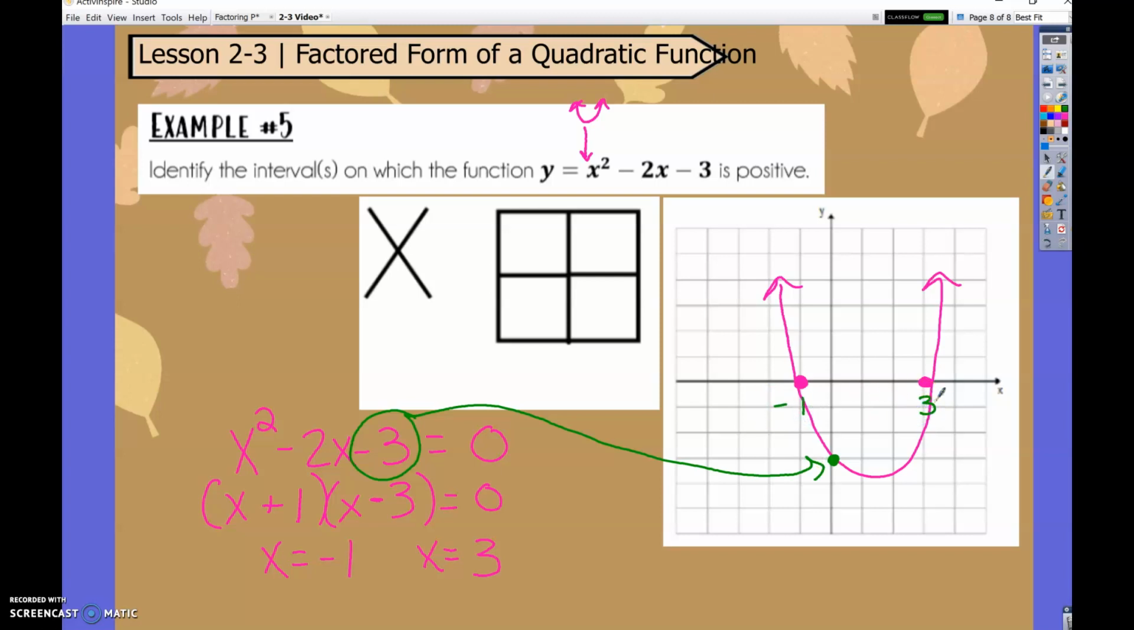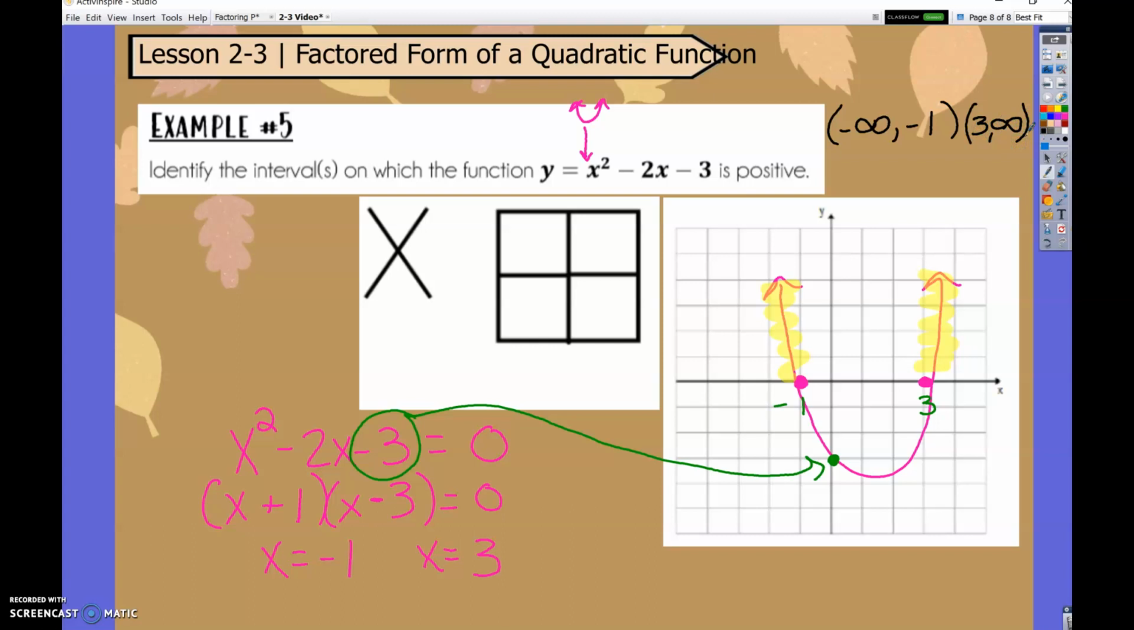When is the graph itself positive? Well, that's when it's above the x-axis. So that would be right here and right here. So remember back to 1-1, when we answer this in interval notation, we would say it's positive from negative infinity up to negative 1 and from 3 to infinity because it's above the x-axis.